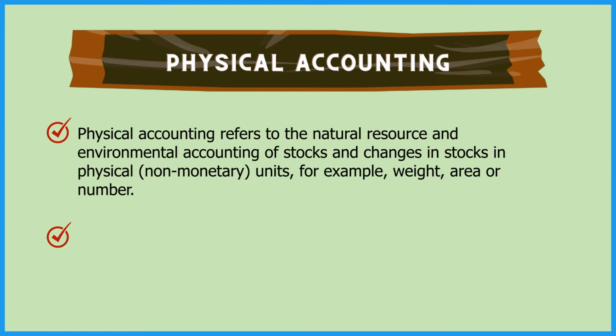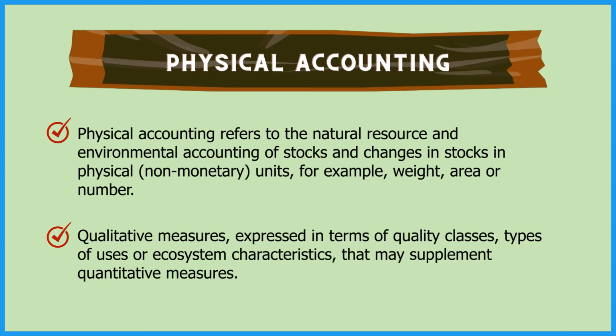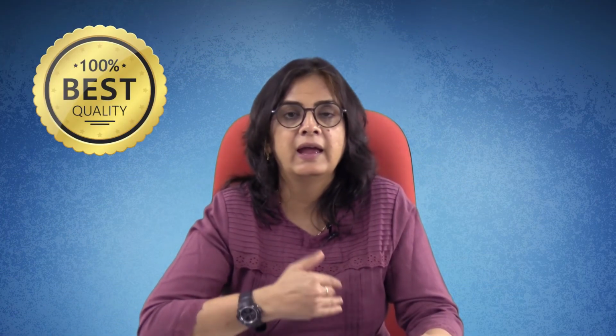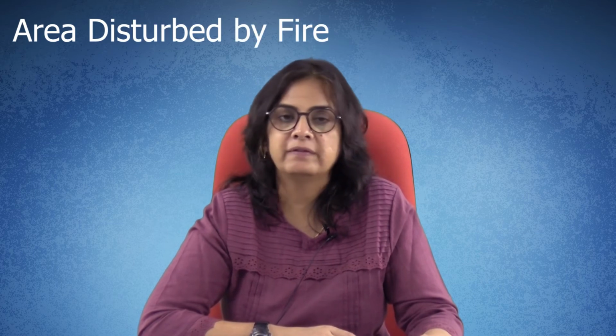Now, there is another approach, that is qualitative measures, that is expressed in terms of quality, quality classes, types of uses or ecosystem characteristics that may supplement quantitative measures. These combined changes in asset quality and quantity are called volume changes. For example, the area under dense forest, open forest, volume of stock of timber, area disturbed by fire, or you may give the quality in terms of carbon dioxide emissions, carbon monoxide emissions, suspended particulate matter, nitrogen oxide emissions, etc. Or water using different physical indicators.